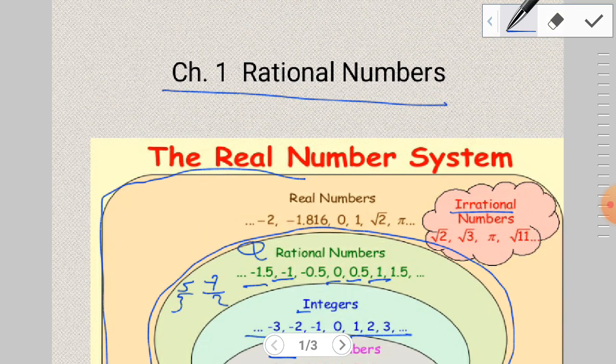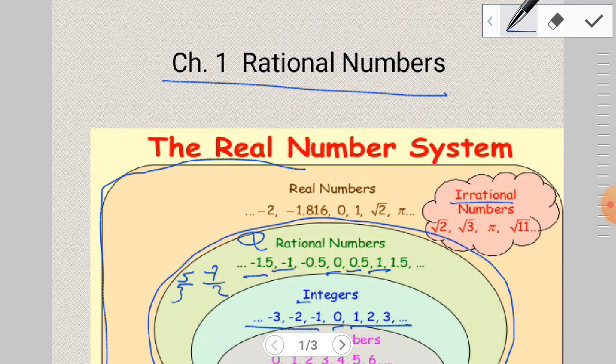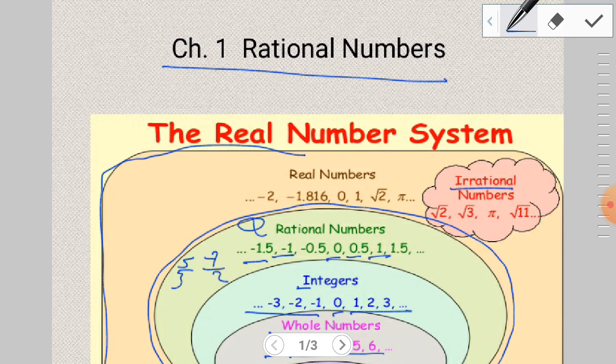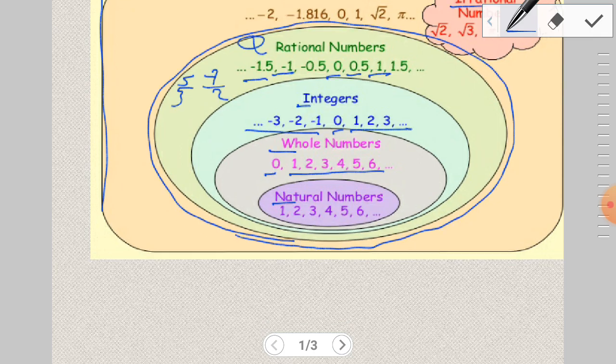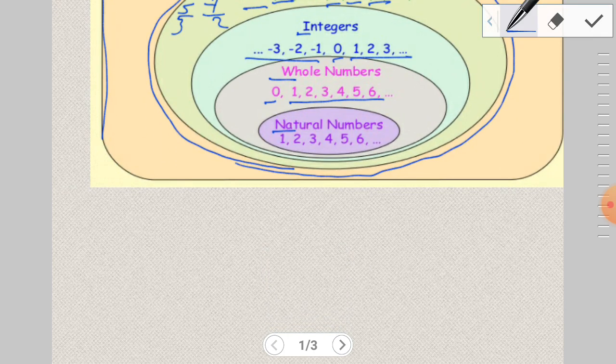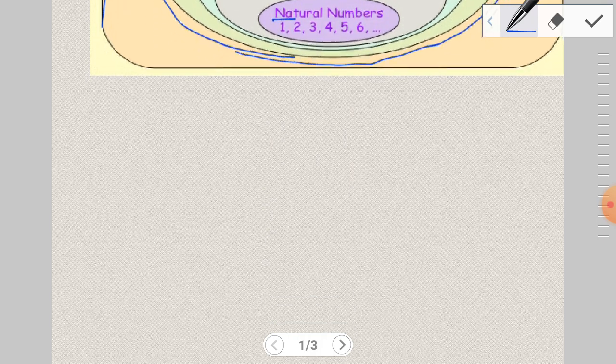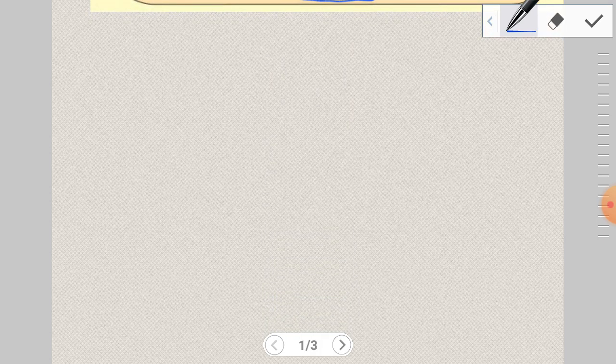Rational numbers. In this chapter we will perform arithmetic operations on the rational numbers, and the arithmetic operations are plus, minus, multiply and divide, with different types of properties of rational numbers. So let's start. The first property is the closure property.